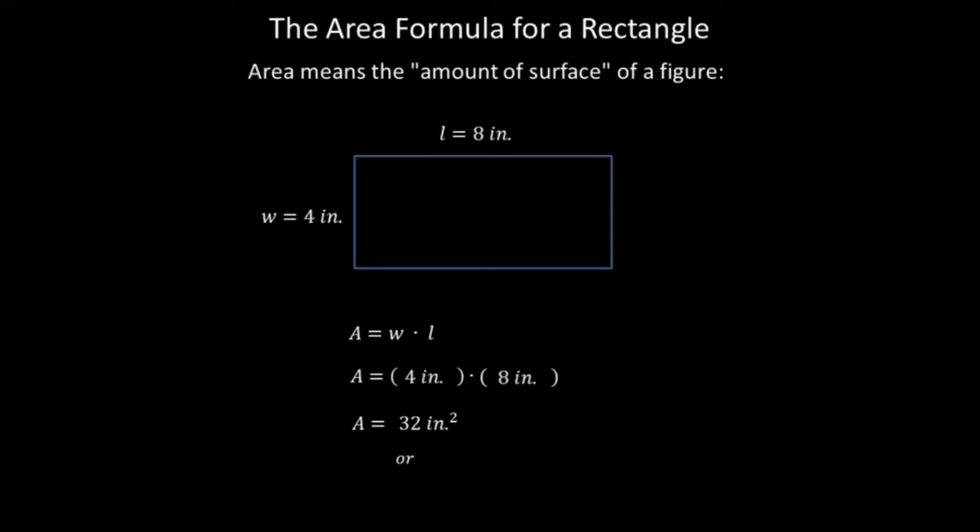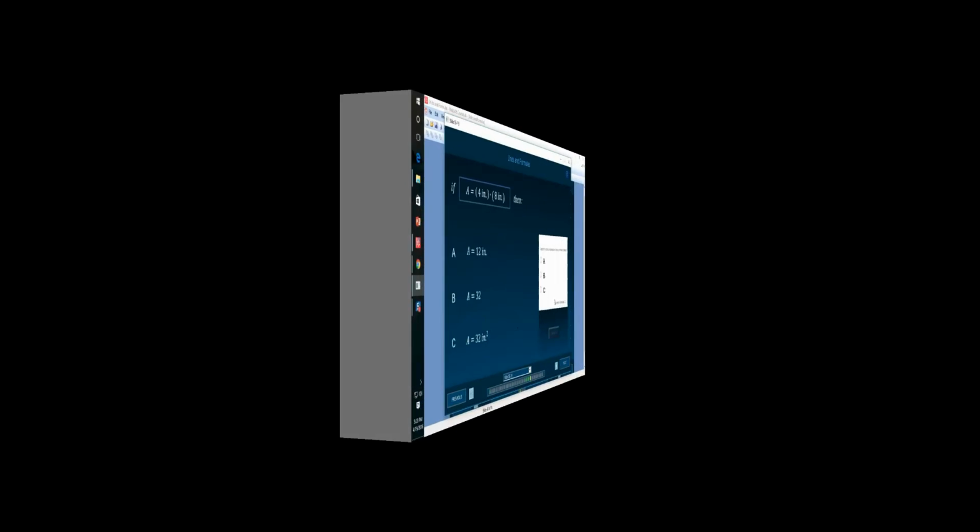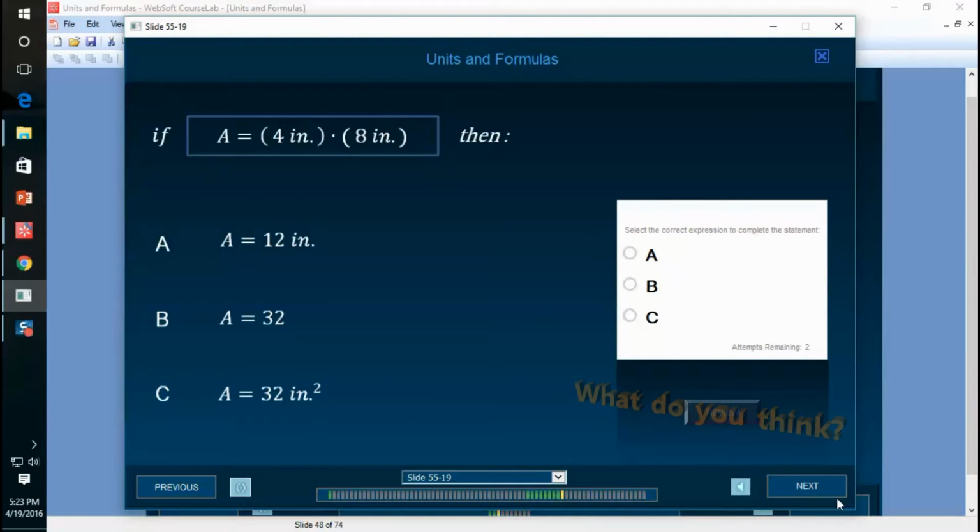Another way that this can be expressed is the area is equal to 32 square inches. And we have calculated the area of our rectangle. It is 32 square inches. If the area equals 4 inches times 8 inches, then the area calculates to be which of the following? Nice. Our answer is 32 square inches.